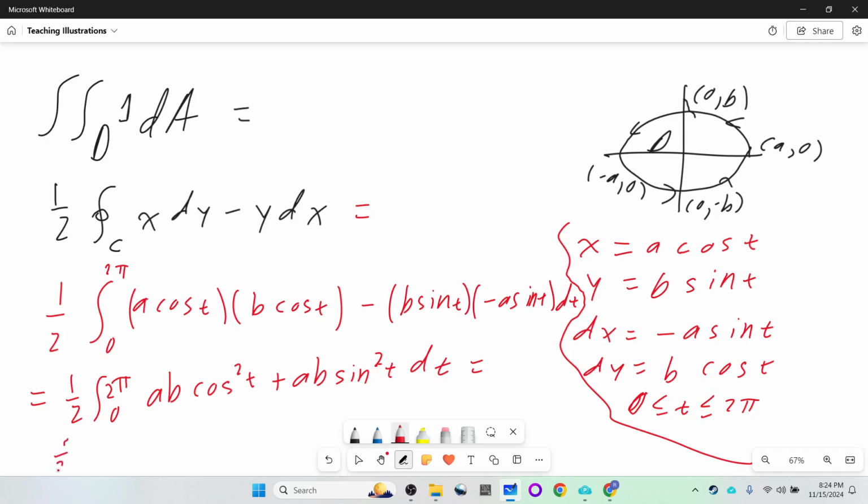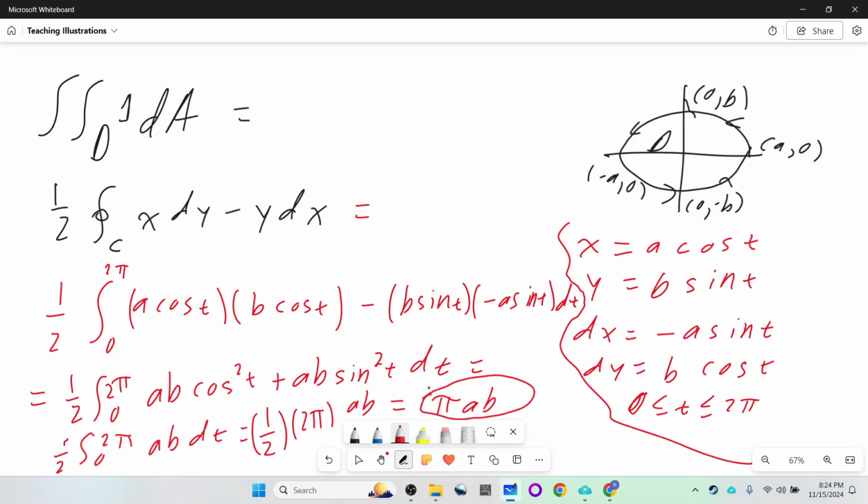which is going to be 1/2 integral from 0 to 2 pi of, since sine squared plus cosine squared is 1, ab dt, which then just becomes 1/2 times 2 pi ab, or pi ab. And that's your answer. Notice that if this ellipse were a circle, that means a and b would both be the radius, r, and so that would just become pi r squared. All right.